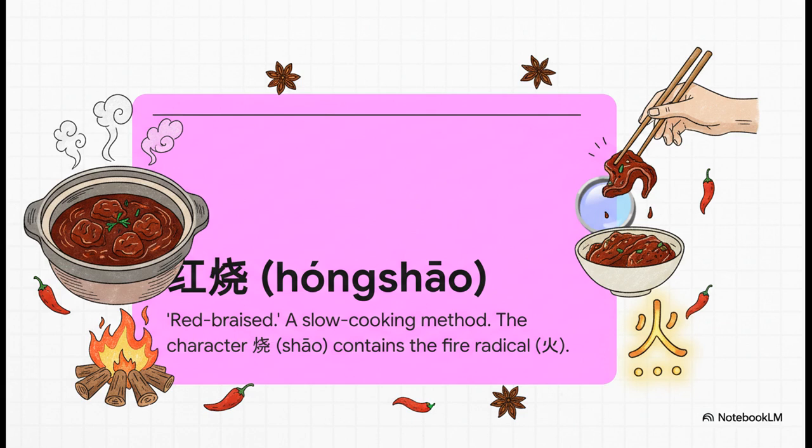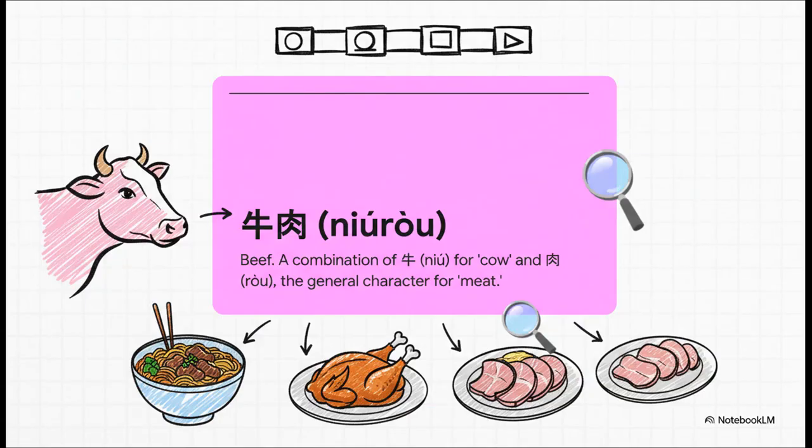This 2-character word describes how the food is cooked. Hong means red, and shao means to braise or to stew. The red part refers to that rich, reddish-brown color the food gets from being slow-cooked in soy sauce and sugar. Now check this out. Look really closely at the character shao. See those 4 little dots at the bottom? That's the radical hua, which means fire. The character itself is literally telling you that fire, sustained heat, is a key part of this cooking method. Learning to spot radicals like that is like learning a secret code that unlocks so many other characters. And the second part, niu rou, is just the ingredient beef.